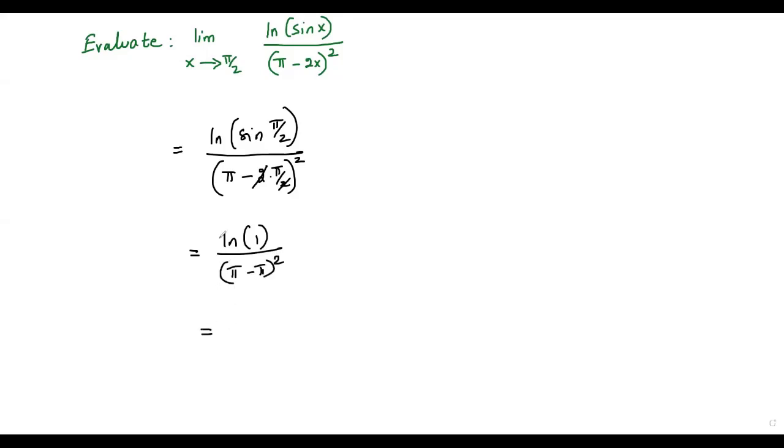Here we know that the natural logarithm, or any logarithm with argument 1, equals 0. I mean, the value of log 1 is 0. And here pi negative pi is 0. 0 square is 0. So 0 over 0 is called indeterminate form. When we evaluate a particular limit, if we get indeterminate form, we have to use L'Hopital's rule. So let's use L'Hopital's rule.